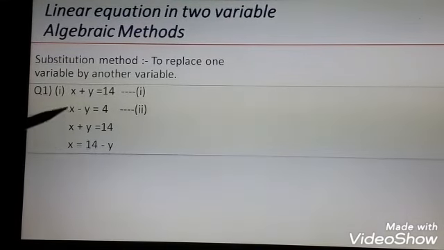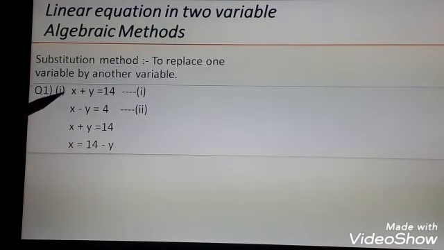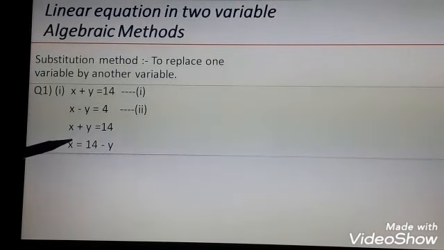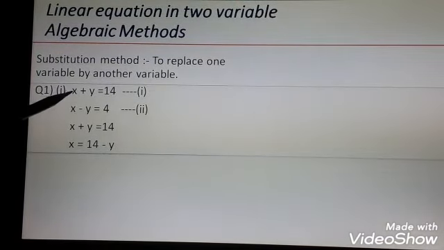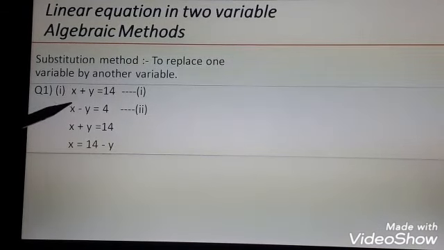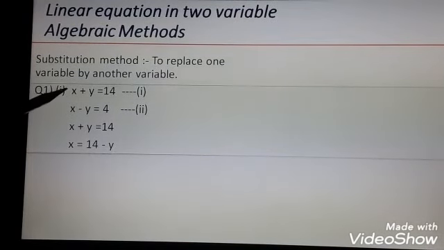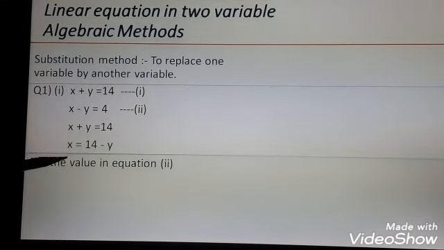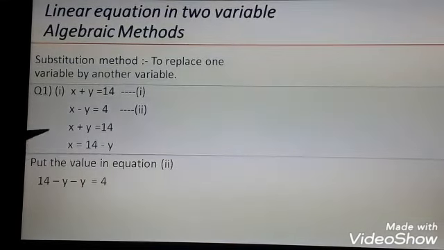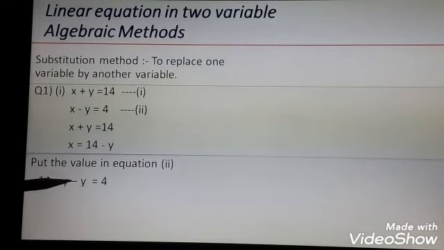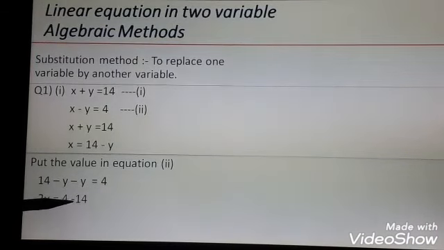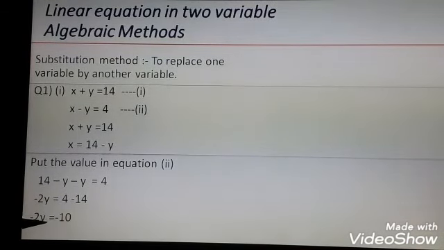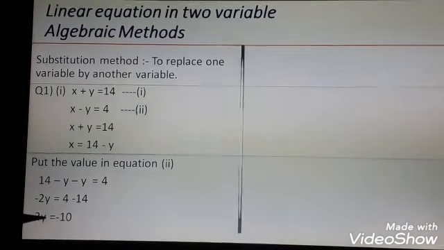Now substitute this value in the second equation. Don't substitute this value in the first equation. Remember this thing. If you are taking out the value from the first, then you have to substitute in the second. If you are taking out the value from the second, then you have to substitute in the first. So when you substitute, you'll get the expression 14 minus y equal to 4. The value of y after calculation comes out to be 5.